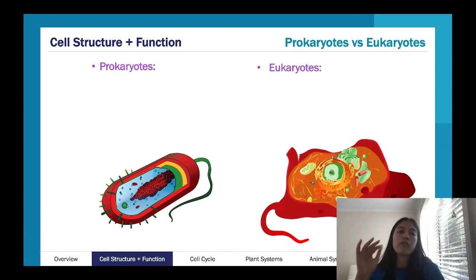So to start off, we're easing in a little nicer here. We're starting off with cell structure and function. So we're looking at prokaryotes and eukaryotes. Again, these terms should be relatively familiar.